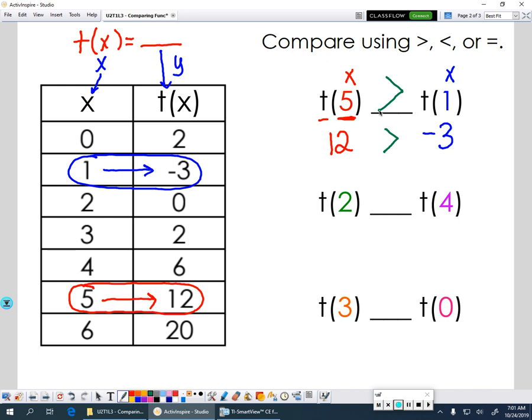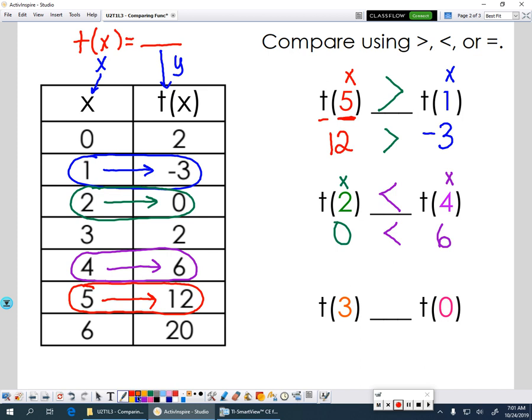So we're talking about t of 2. Remember, this is our x value here. So we're going to go to our table, find out where x equals 2. And we find out that when x is 2, y is 0. Then we're going to look at t of 4. This is an x value of 4. Go to your table. When x is 4, y is 6. So again, 0 we will say is less than 6. If 0 is less than 6, that means t of 2 is less than t of 4.